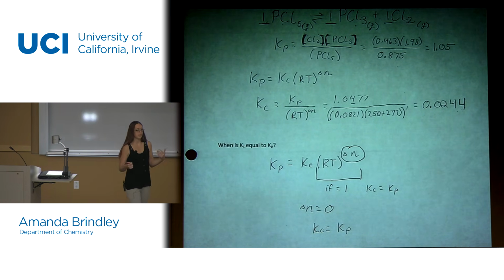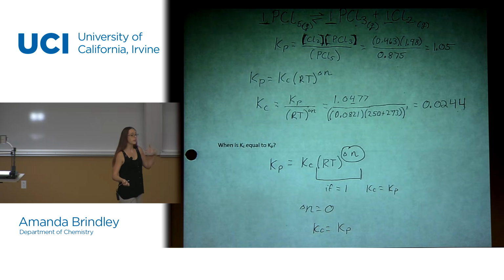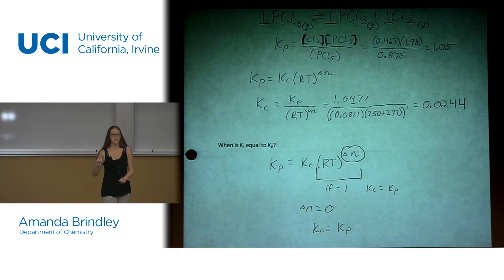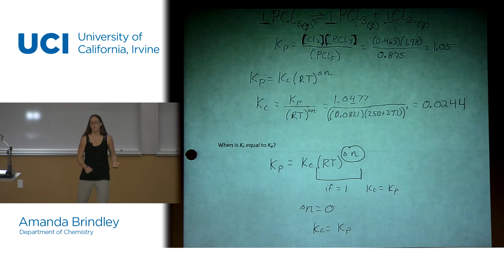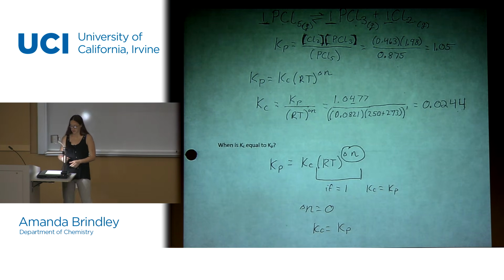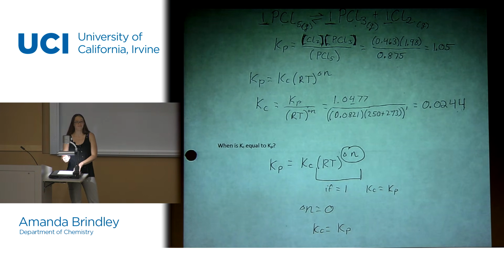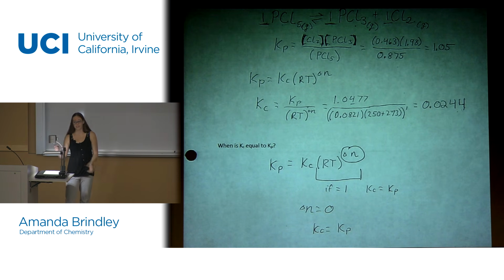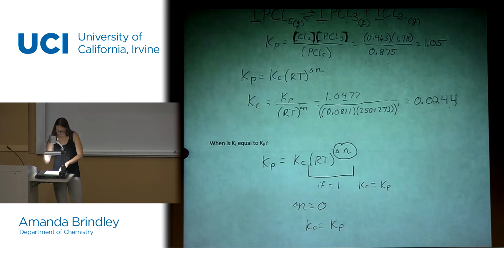Okay. So we have this when this number equals 0. Well, what does that really mean? If we change that delta n and we put it into words, what is that actually saying? There's no change in moles. The number of moles in the reactant side is the same as the number of moles on the product side.